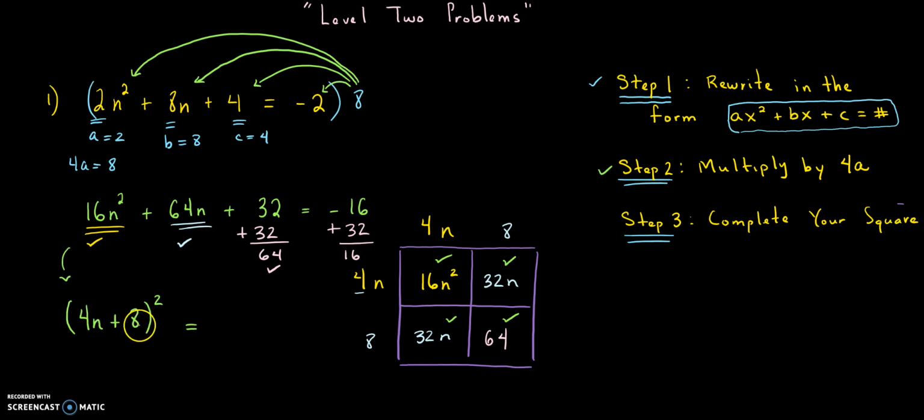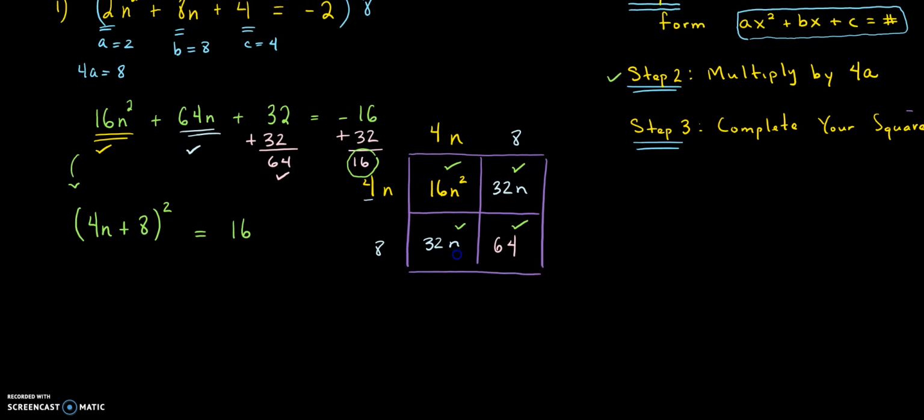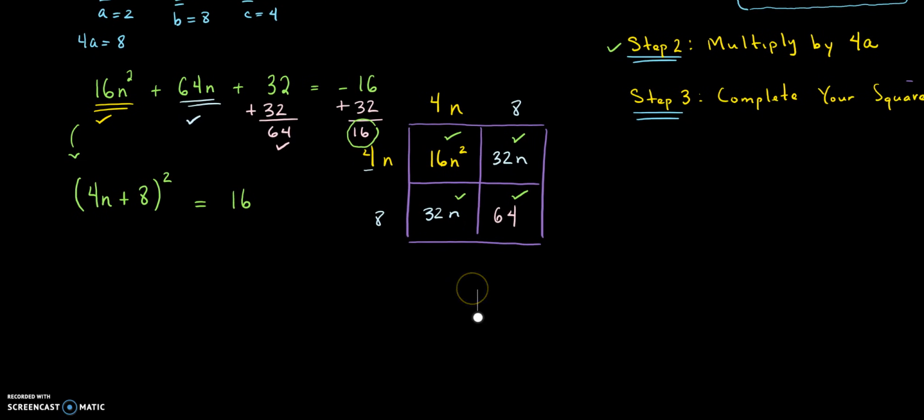So 4n plus 8 squared is equal to, now what is it equal to? Now be very careful. It is not equal to negative 16. Remember, we added 32 to that. So it equals our new value, which is a positive 16. Now what we have here is a level 1 type of problem. We saw this in class. We said this is a level 1 problem. And we solved a bunch of level 1 problems in class together. So let's go ahead and solve this one.